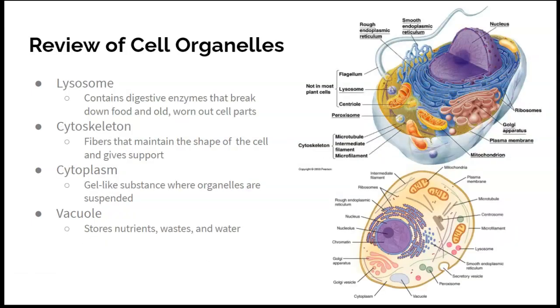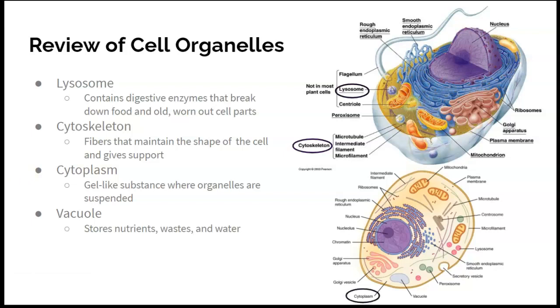Our next set of organelles, we have the lysosome, which contains digestive enzymes that kind of just break down waste and remove it. And the cytoskeleton, which is this purple stuff going all the way around the cell. You can kind of see it throughout. And that is to maintain the shape of the cell and give extra support.